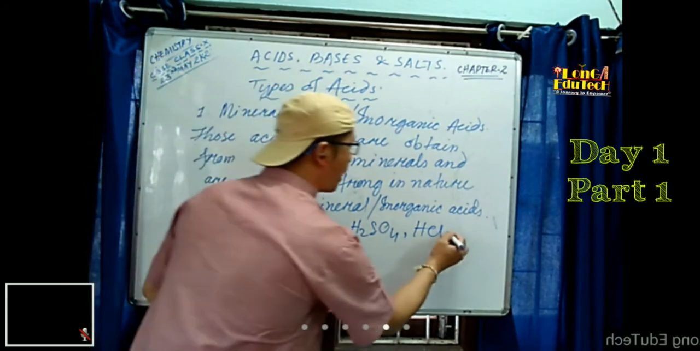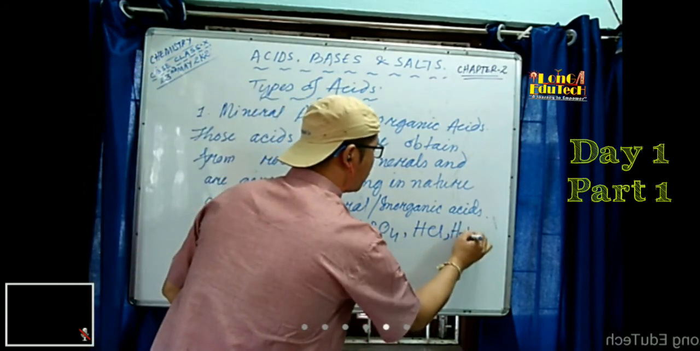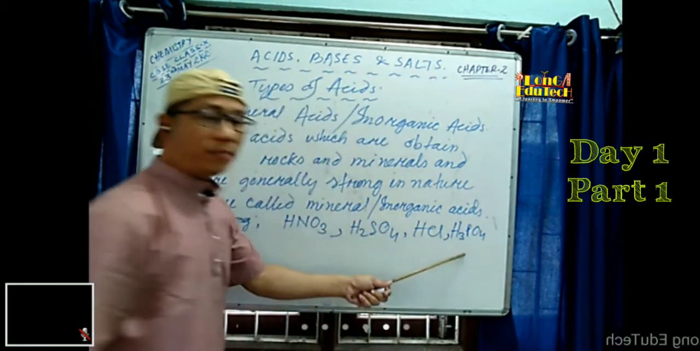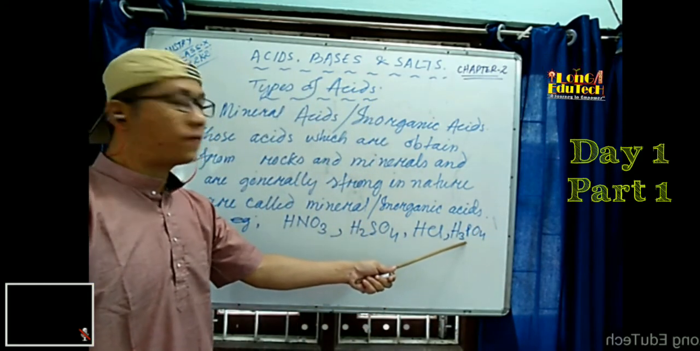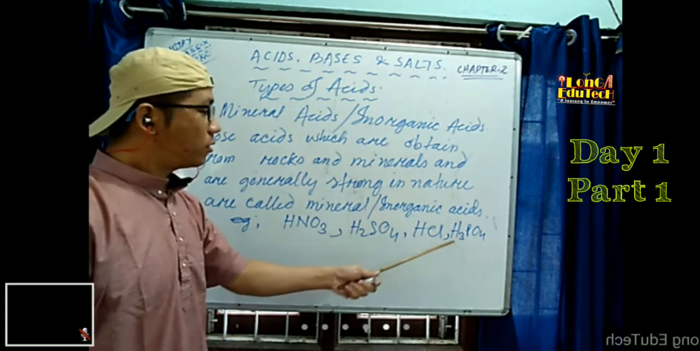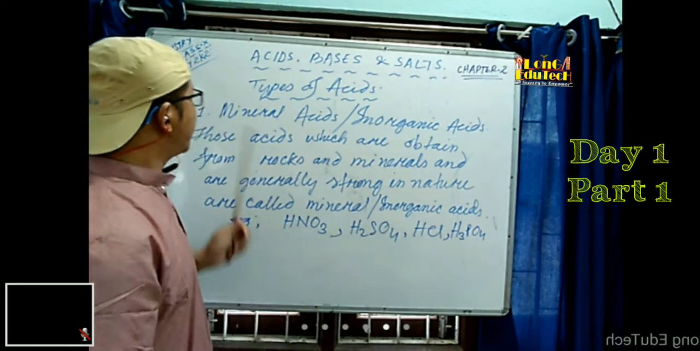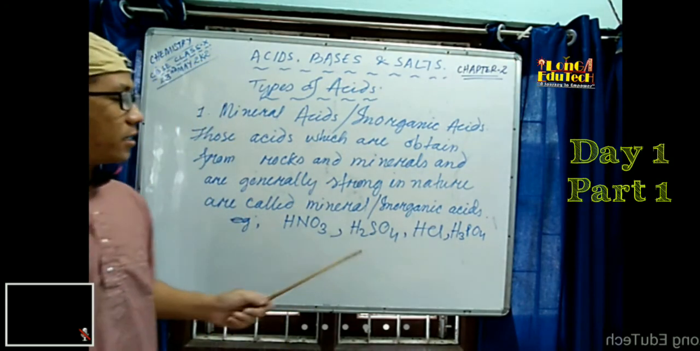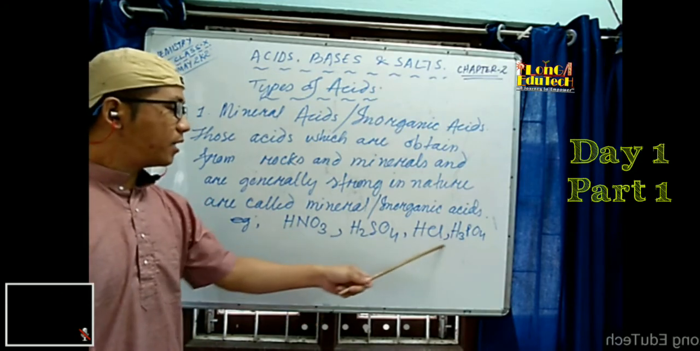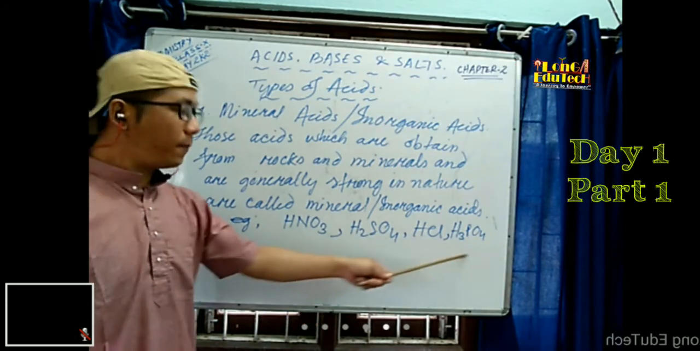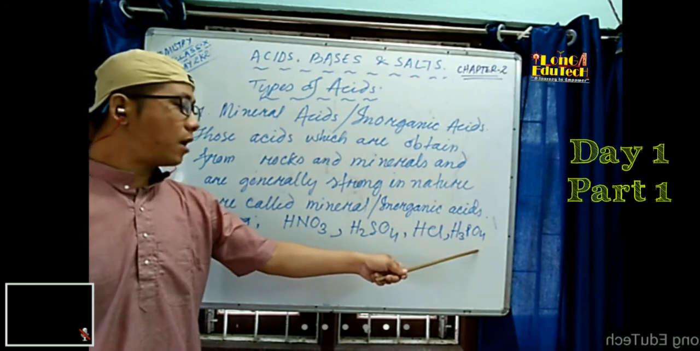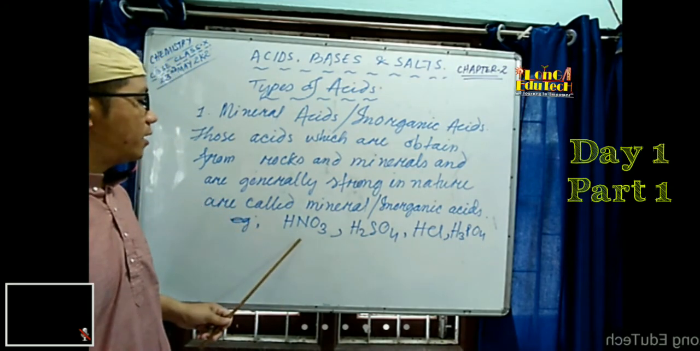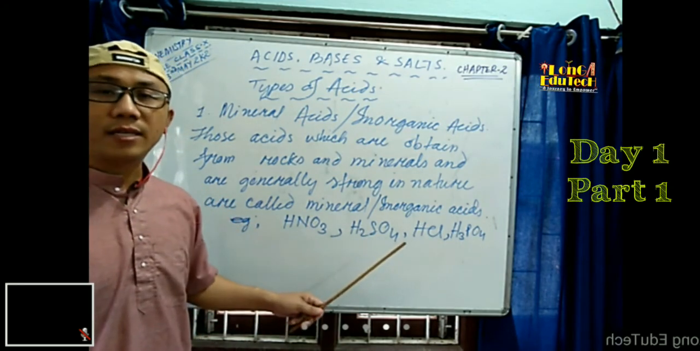And H3PO4, that is the phosphoric acid. So these are some important mineral or strong acids, and generally all of them are used in our laboratory or in the chemical industry, as a reagent also.